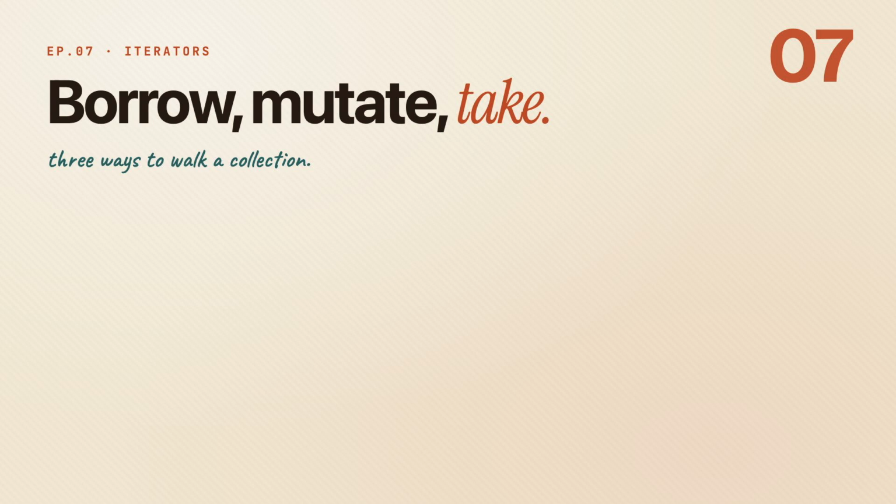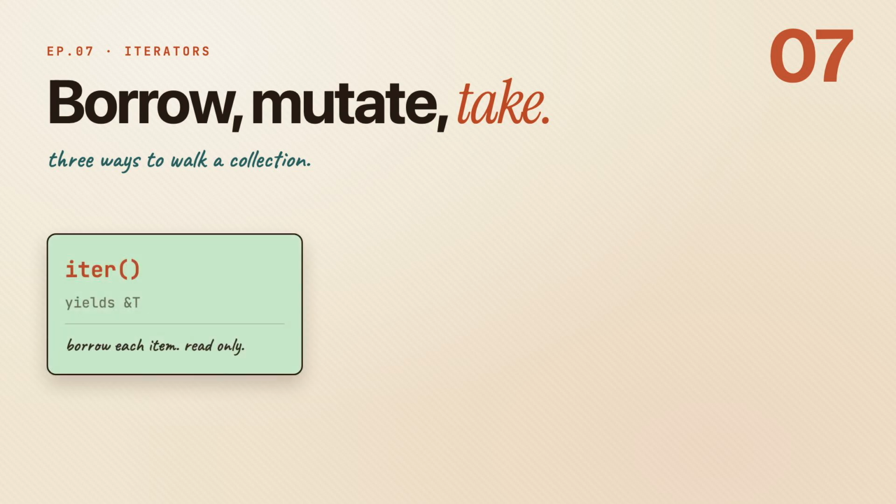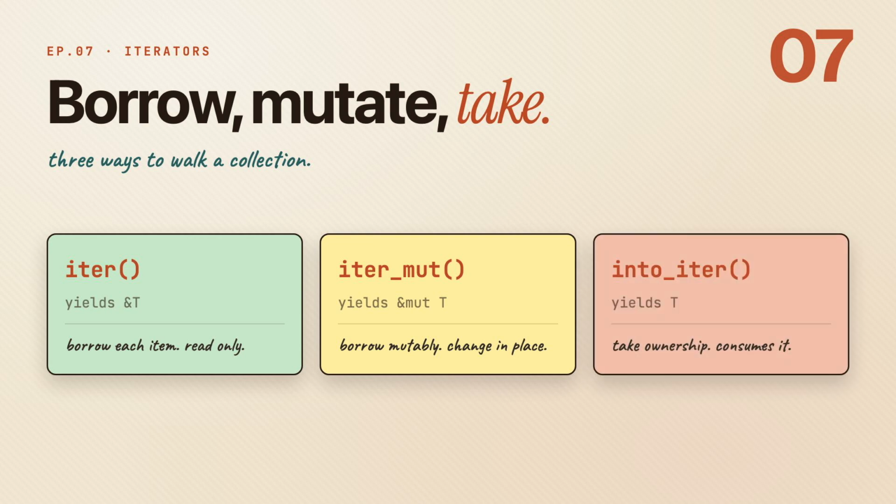Now, in terms of iterators, you get three ways, and they might feel quite familiar. iter borrows each item to read. iter_mut borrows it mutably, so you can change it in place. And then into_iter takes ownership. It consumes the collection. Borrow, mutate, and take, the exact same three modes as closures.